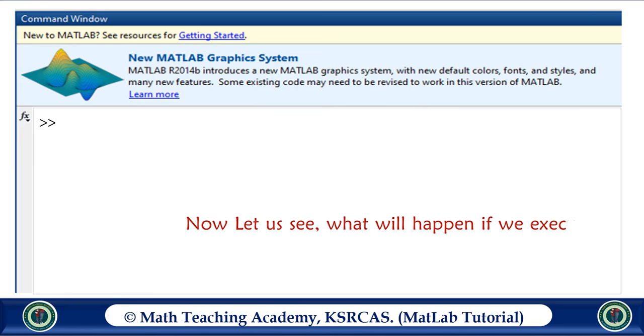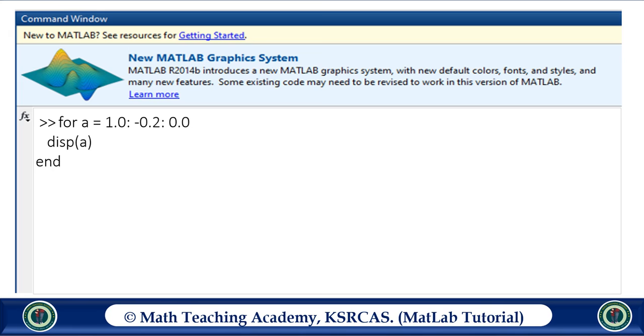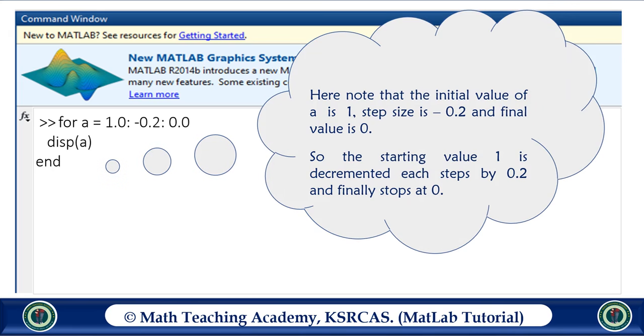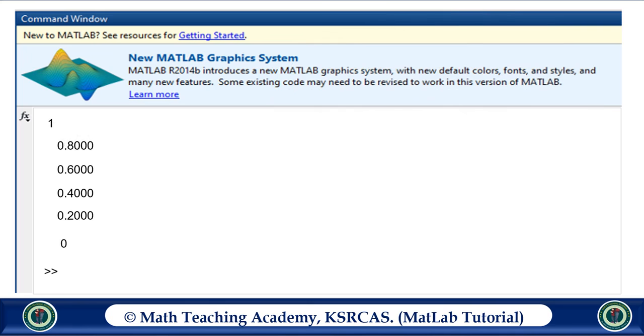Now let's see what will happen if we execute a for loop in the command window. Have a look at this coding. Here note that the initial value of a is 1, the step size is minus 0.2 and the final value is 0. So the starting value 1 is decremented in each step by 0.2 and finally stops at 0. So the output becomes 1, 0.8, 0.6, 0.4, 0.2, 0.